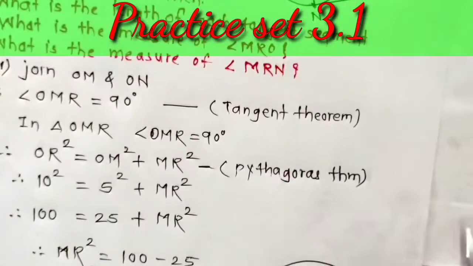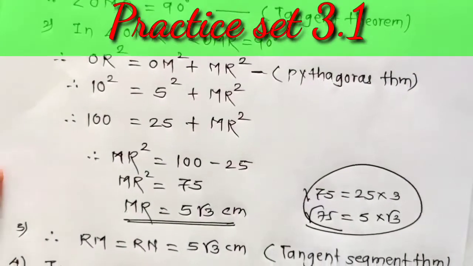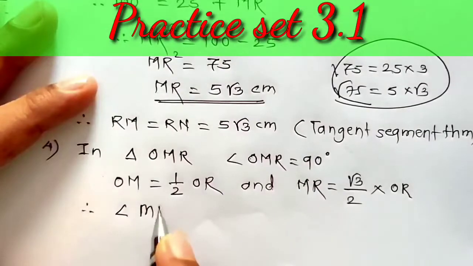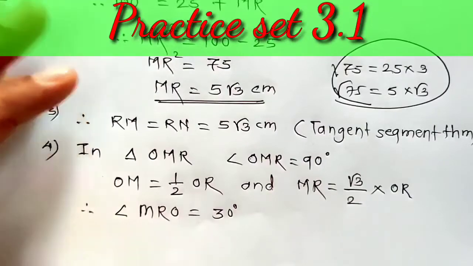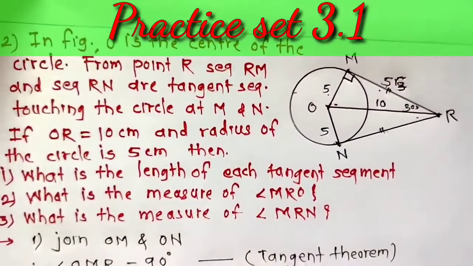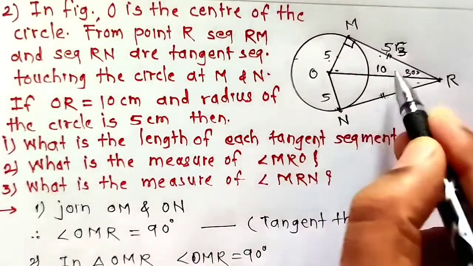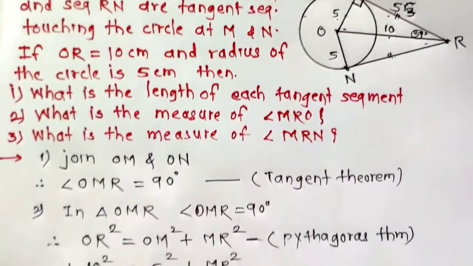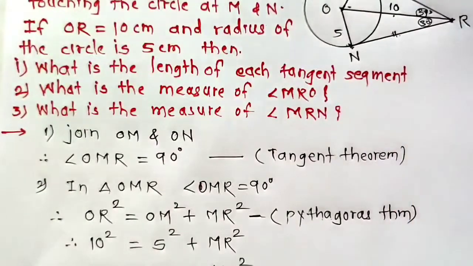So in this way, this is the 30, 60, 90 triangle, and therefore we can conclude that angle MRO is equal to 30 degrees by the 30, 60, 90 triangle theorem. Here this side is half of the hypotenuse, that's why this angle is 30 degrees. And this other angle is again 30 because both are congruent.